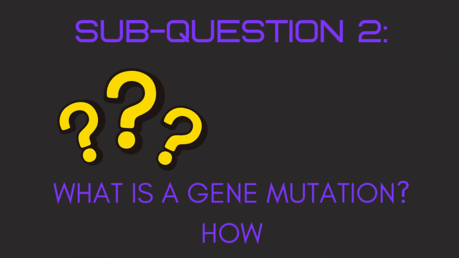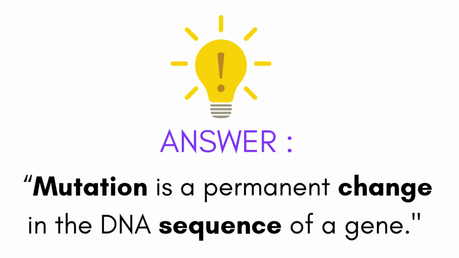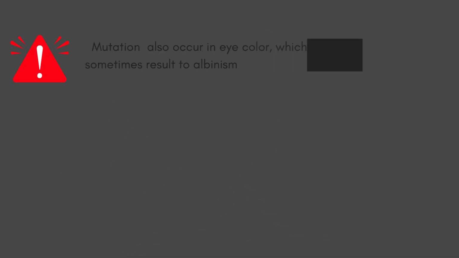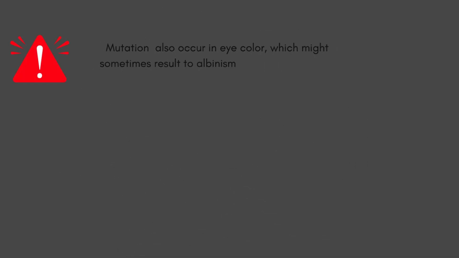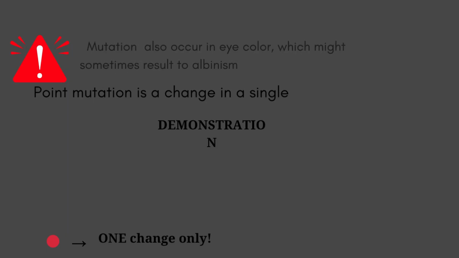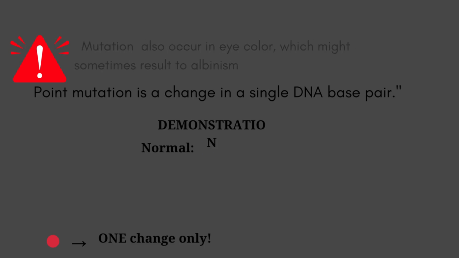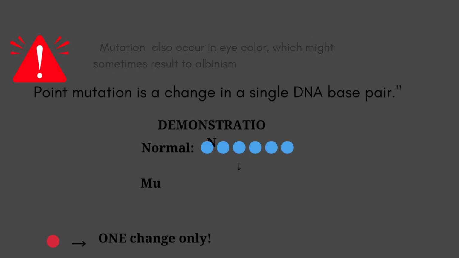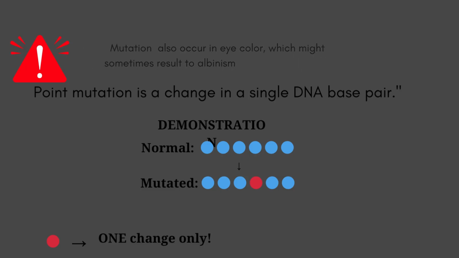So I still have a simple question. What is a gene mutation? And how does mutation occur? Oh, we just had that class yesterday. A gene mutation is a permanent change in the DNA sequence of a gene. Gene mutation can also occur in eye color. One of those mutations is point mutation, which is a change in a single DNA base pair, whose effect can range from subtle to severe, depending on where the change occurs.